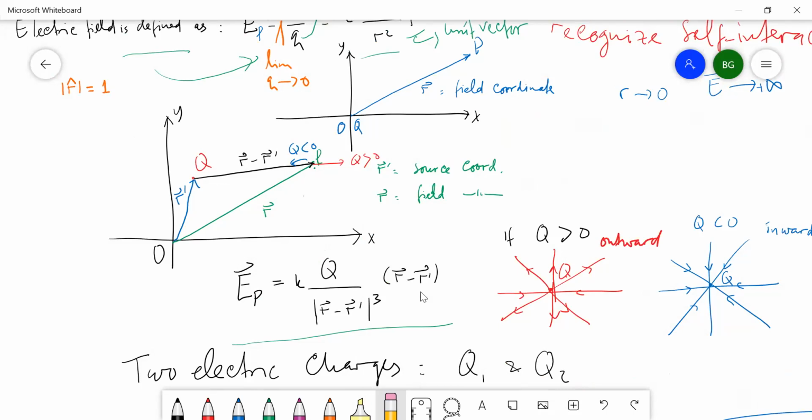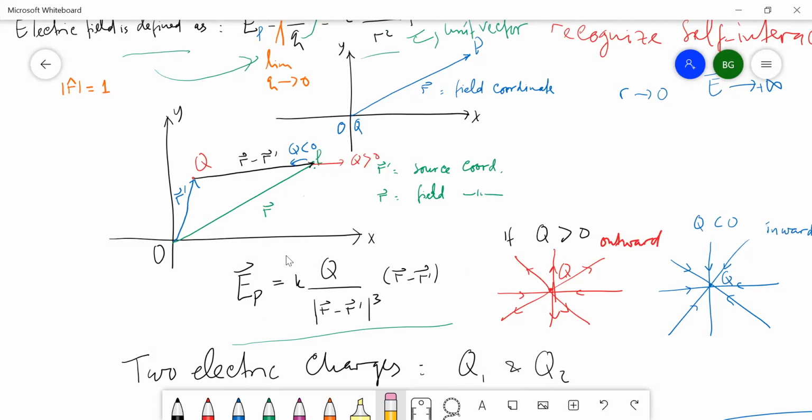R vektor dikurangi R prime vektor. Oke. Nah, jadi ini lengkapnya. Jadi kalau di soal ditanyakan tentukan medan listrik, berarti ada besar dengan arahnya. Jadi Anda cukup menuliskan ini aja, sebenarnya udah cukup. Ini adalah kalau ditanya medan listrik.